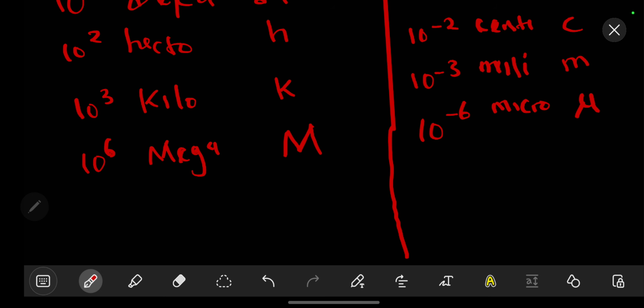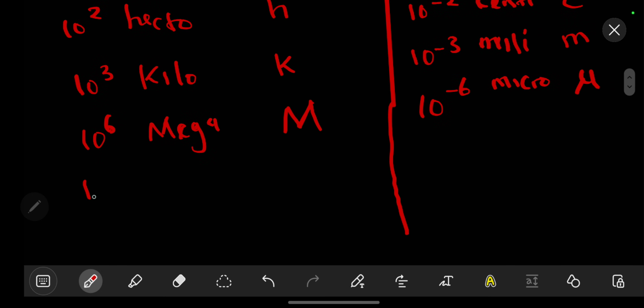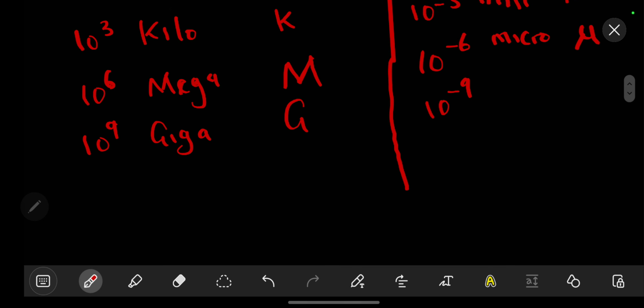Continuing, we are going to have 10 to the power of 9. These are the bundles we use, we have the mega, then we go to giga, big letter G. Then we have 10 raised to the power negative 9, which we call nano. The symbol is small letter n.